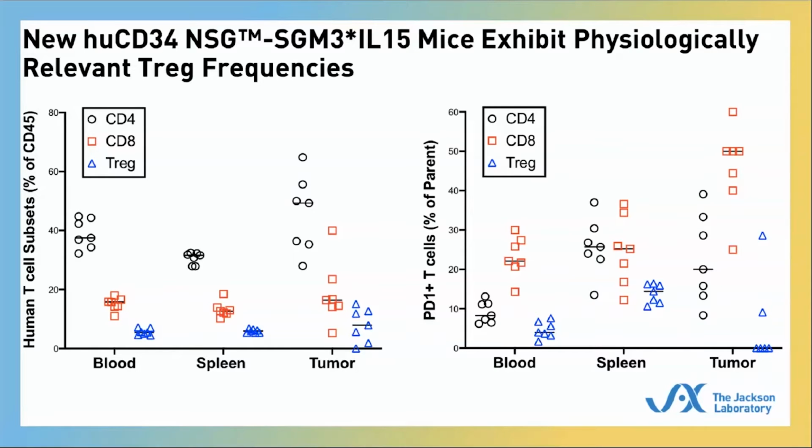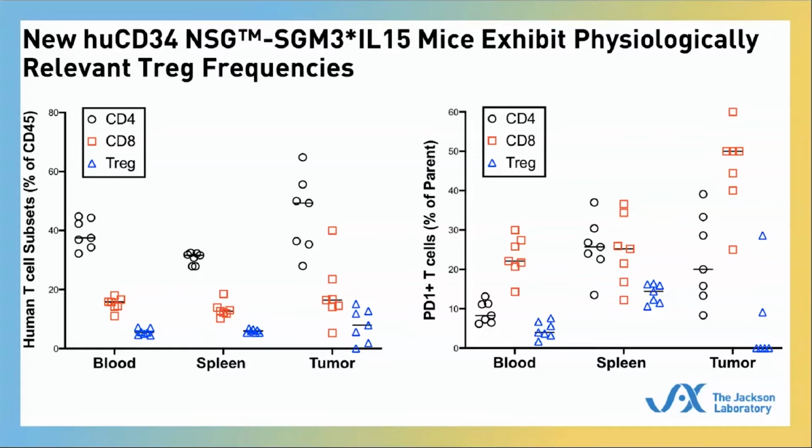So we're looking here in blood and in spleen. And in this case, these mice were xenograft implanted with tumors. If you look at the percentage of CD45 for CD4s, CD8s, and Tregs, you find that the levels are somewhere around 5. Again, really comparable to what you find in the periphery in humans. So we looked at blood, spleen, and tumor.